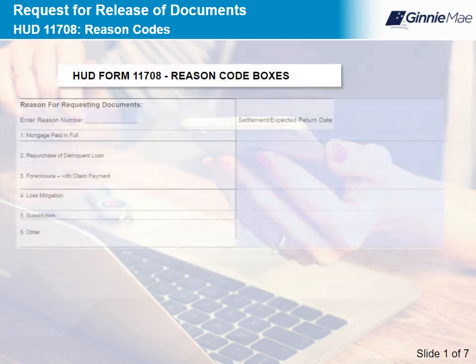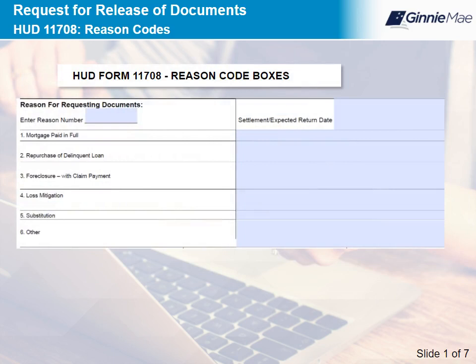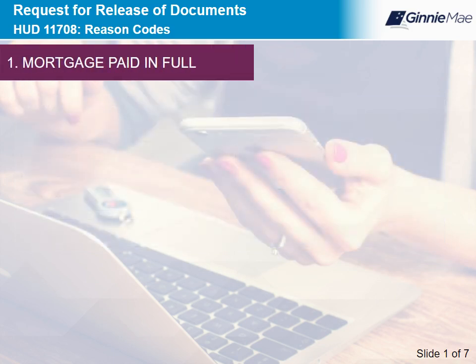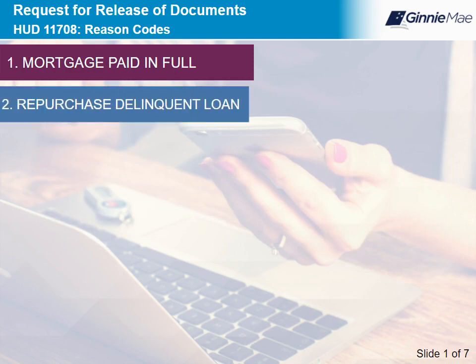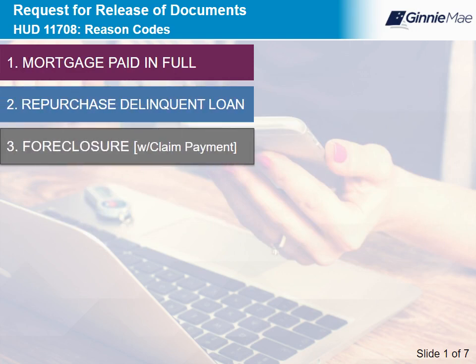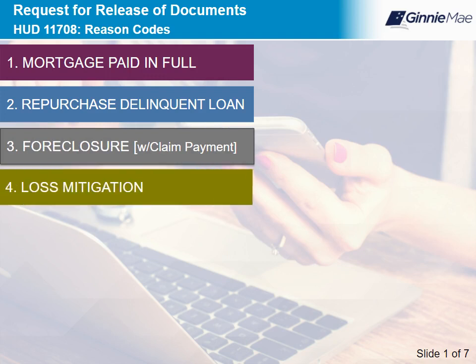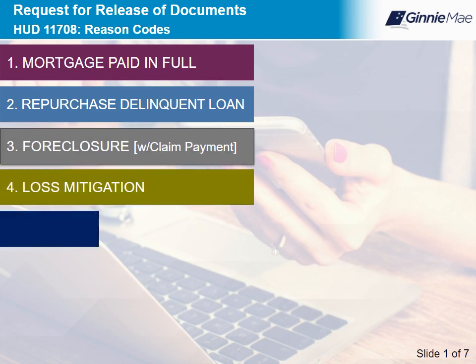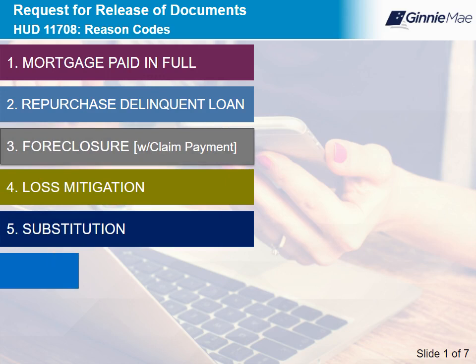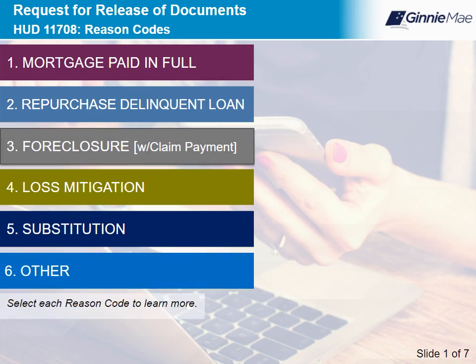The HUD Form 11708 lists the following reasons for requesting the release of loan documents. 1. Mortgage paid in full. 2. Repurchase of delinquent loan. 3. Foreclosure with claim payment. 4. Loss mitigation. 5. Substitution. 6. Other. Select each reason code to learn more about the corresponding code. When you are ready, select Next to continue.